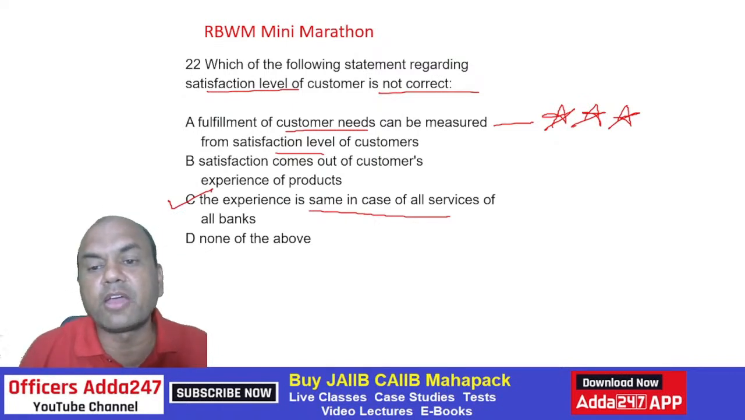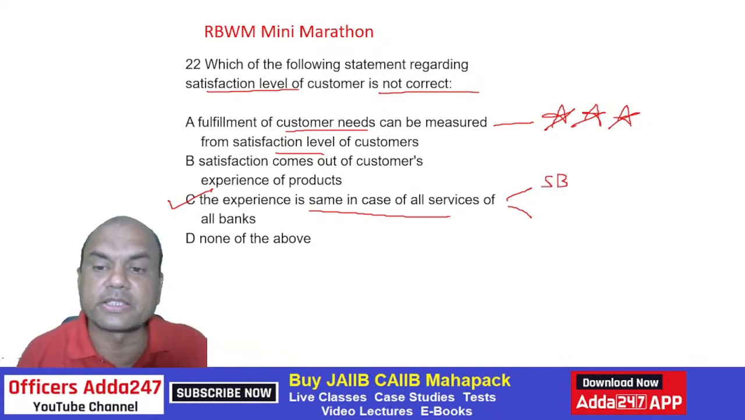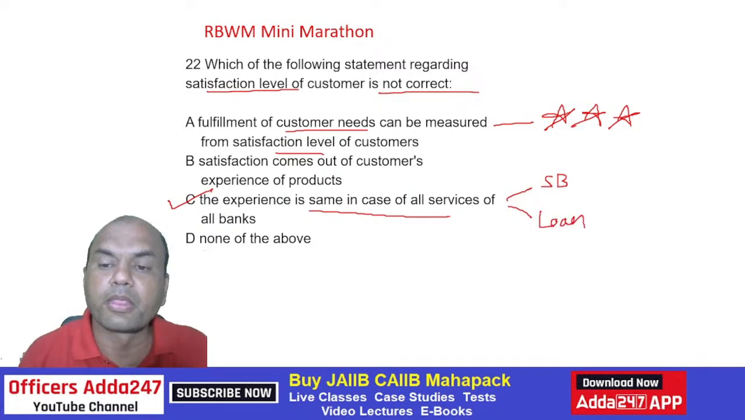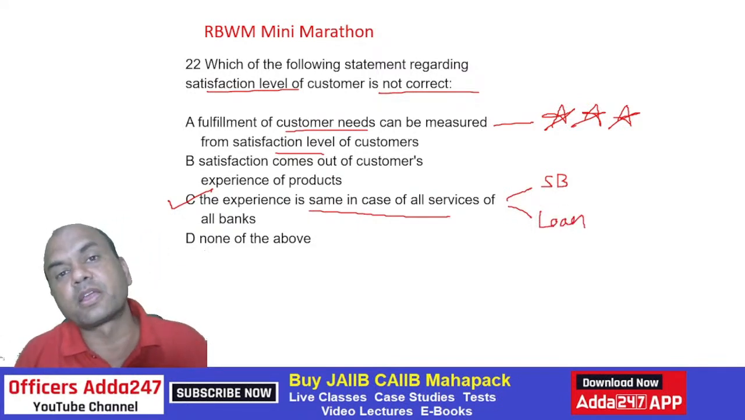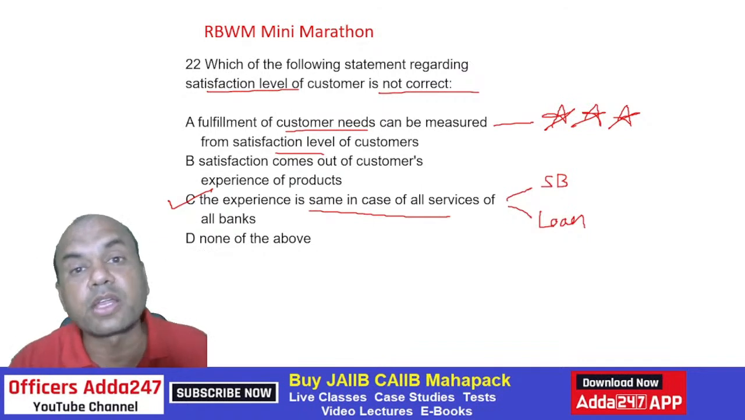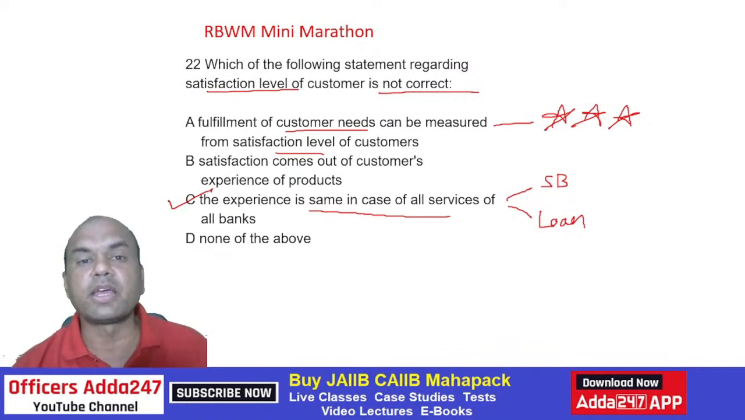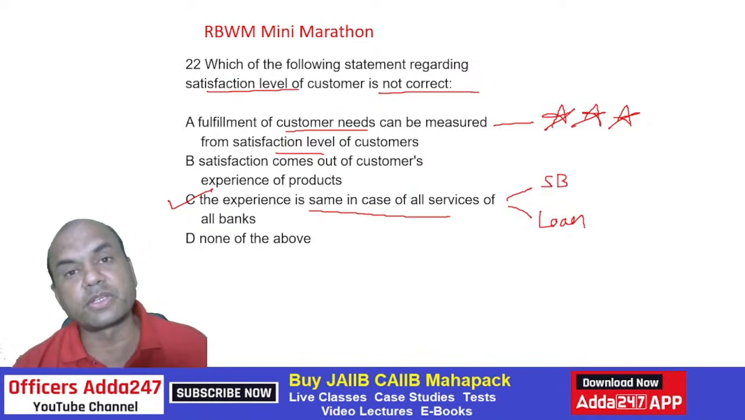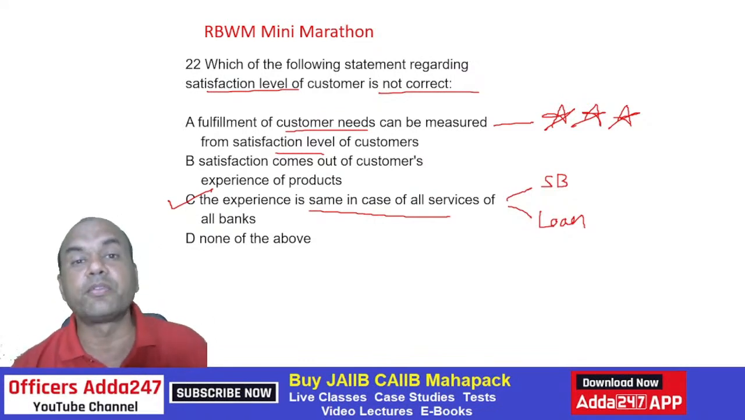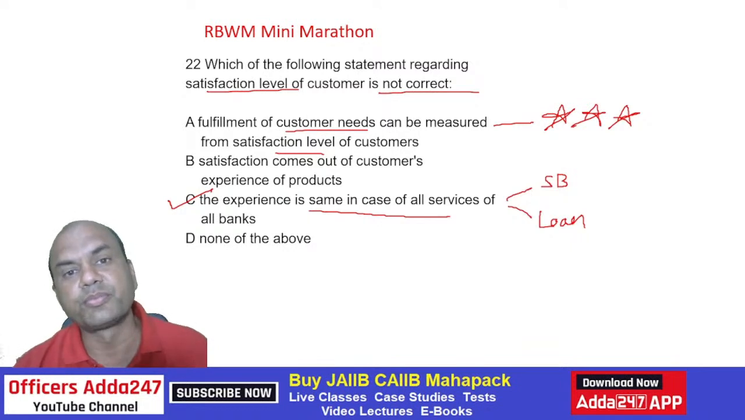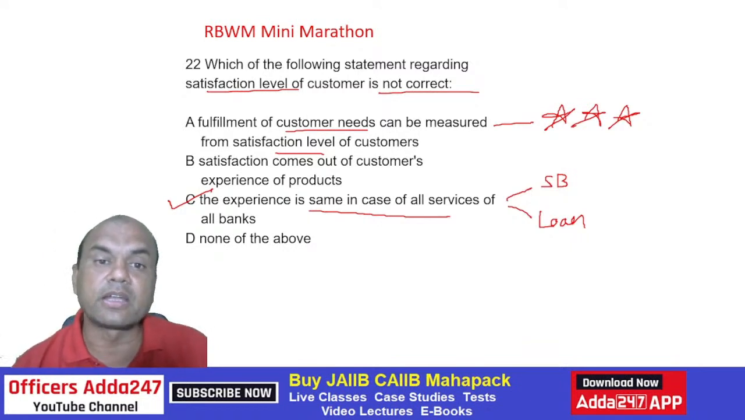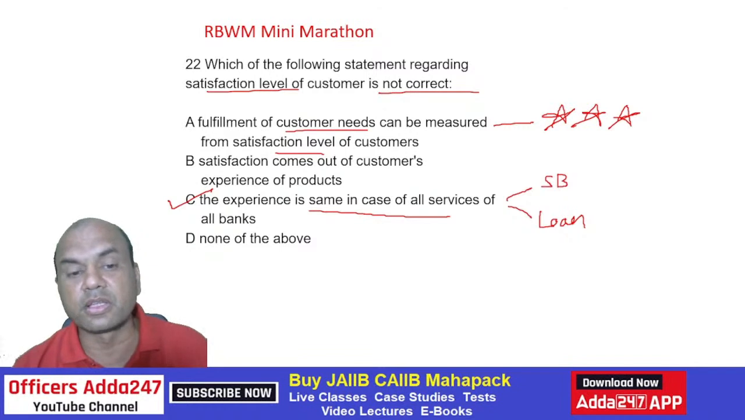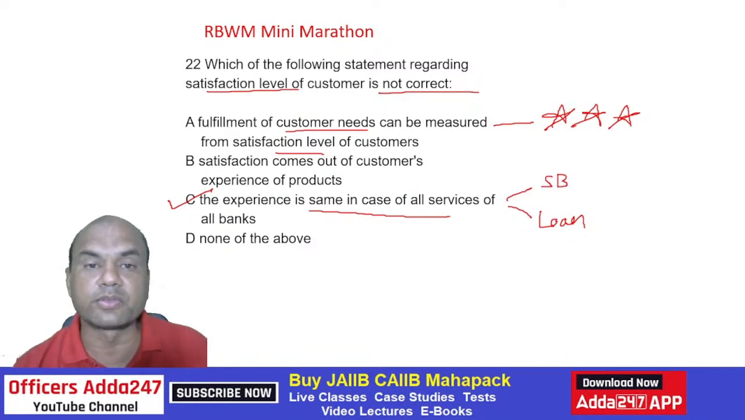Some customers may have a good experience in the savings account department of your bank, but a bad experience in the loan department. So depending on what type of service you are taking and what type of service you are given, the customer will have a satisfaction level. If you are having good service in all the departments, then every bank should strive for that only. It should strive to see that all the customers receive all the good services.